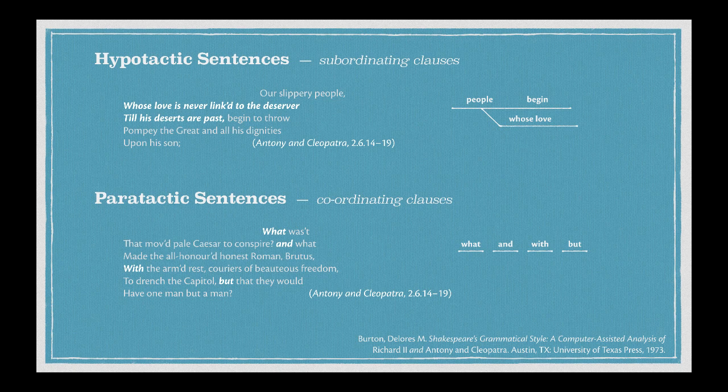It has a hierarchical, almost vertical kind of structure where the phrase "whose love is never linked" is subordinate to that noun, the concept of people. A paratactic sentence, on the other hand, doesn't really have that kind of hierarchical nested thing. It's more horizontal, it's flat, it's just coordinated with a bunch of things like "and" or "but" or "not" or something like that, right? So here's Dolores Burton's example, which is "what," "and," "with," "but," right? Also from Antony and Cleopatra, but one kind of sprawling sentence. This is the kind of thing that we would drum out of our students.